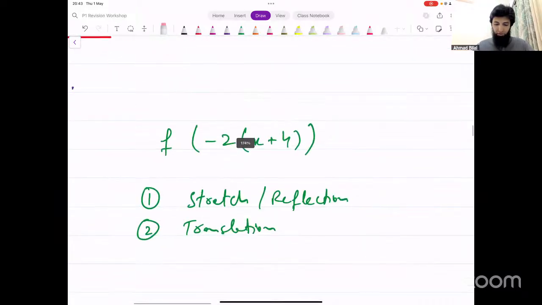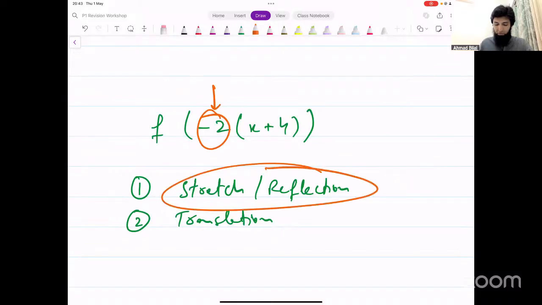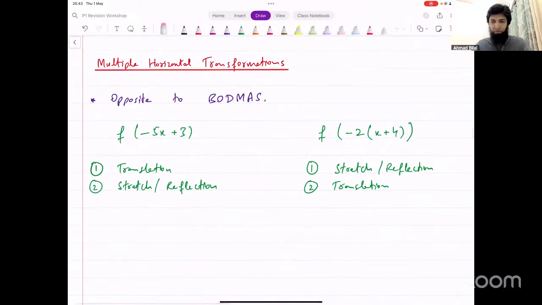Okay, so in this example, as I said, it's two horizontal transformations. You have to do opposite of BODMAS. BODMAS says that you do +4 first. You do the opposite of that. You say you do this first. So you do stretch reflection first, and then you do translation. In this case, in horizontal, you have to do the opposite of BODMAS.